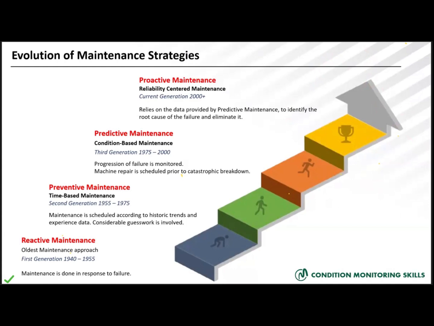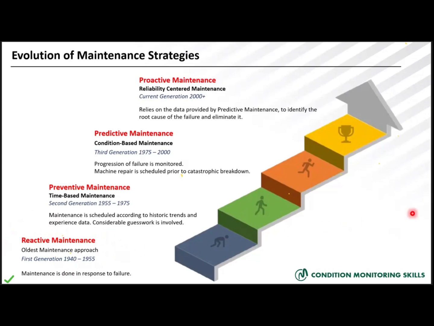This is forcing the manufacturers to squeeze every asset for maximum value, which means they need machines that are highly effective, flexible, and reliable. So this leads to the evolution of different maintenance strategies across industry history. Let's start with the first maintenance strategy, which is the reactive maintenance strategy.